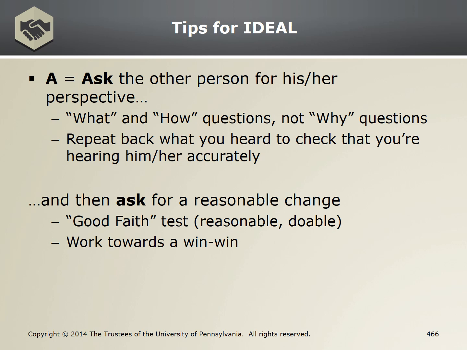There are two parts to the A step of IDEAL. The first is asking the other person for his or her perspective. The second is asking for a reasonable change. In asking the other person for their perspective, it is important to use what and how questions instead of why questions. Repeat back what you heard to make sure you heard it correctly. Ask for clarification if what is said is ambiguous or can leave things to interpretation.